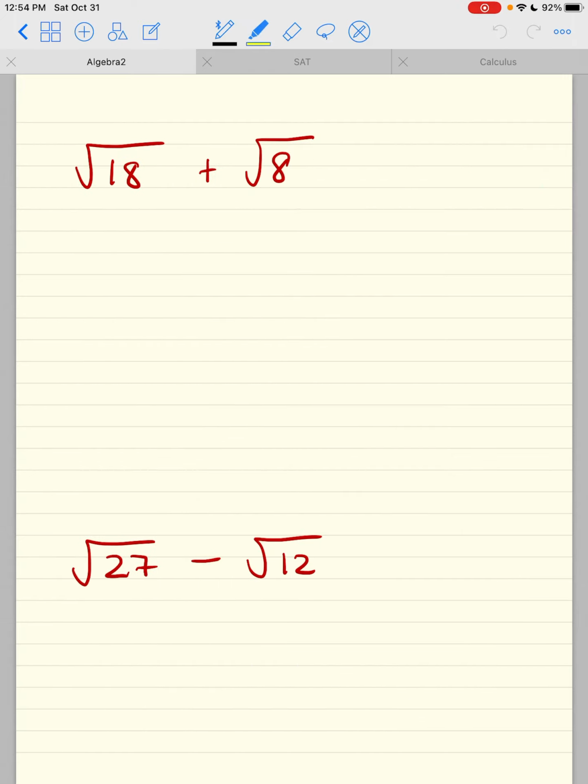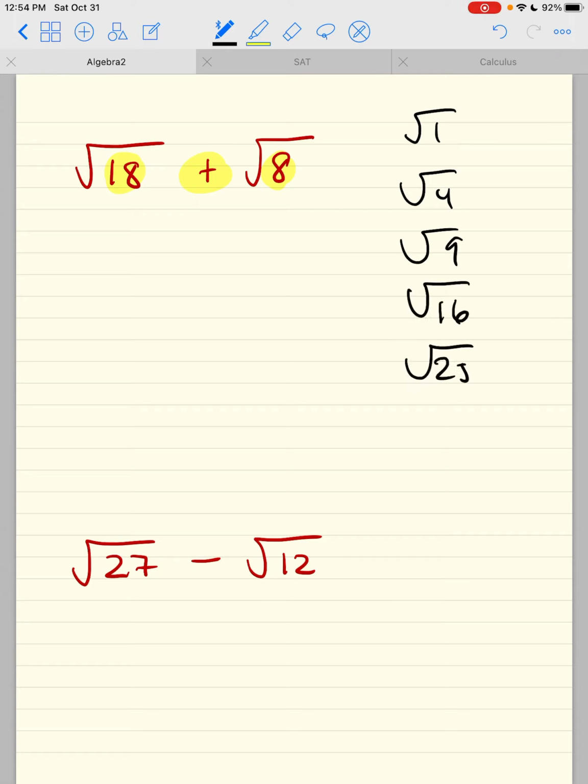What happens when there is no number that matches underneath, but the question is asking you to combine them? Well, what you want to do is find a perfect square that gives you 18. So you're going to need one of these numbers here, right? These are all perfect squares. You're going to need one of these numbers in order to do this problem. So can you think of two numbers that multiply to 18 where one of them is a perfect square? 9. 6 times 3 is 18, but neither 6 nor 3 are perfect squares.